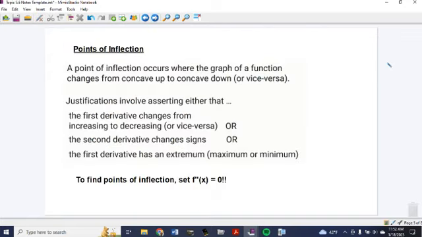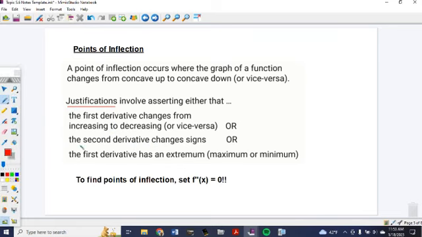Points of inflection. Okay, and this is in your notes, but I just want to highlight some things. A point of inflection occurs where the graph of a function changes from concave up to concave down. Justifications involve asserting either that the first derivative changes from increasing to decreasing, or vice versa, or the second derivative changes signs. What are we talking about here? We're talking about justifications. In AP Calculus, we have to be able to justify things. And so the first derivative could also have an extremum. To find points of inflection, set the second derivative equal to 0. That is our go-to.